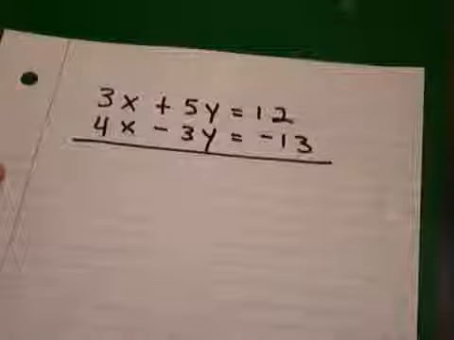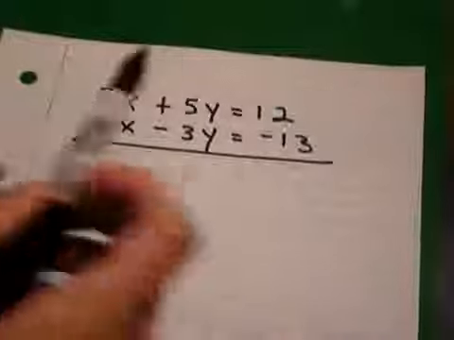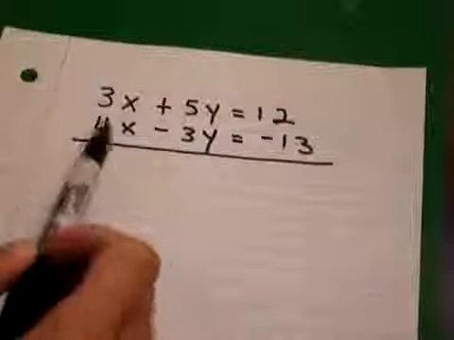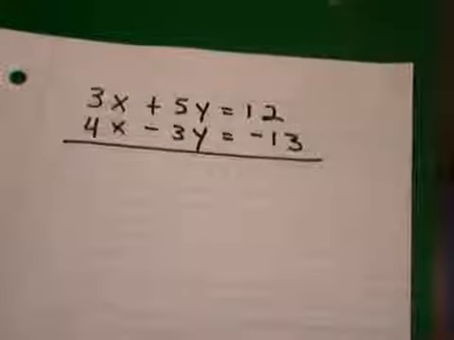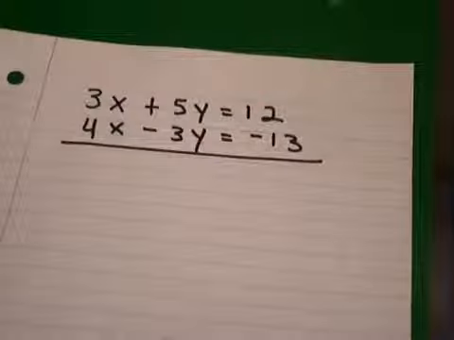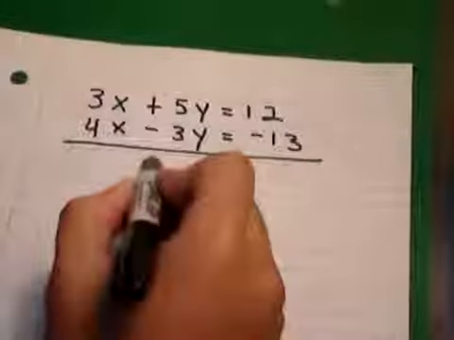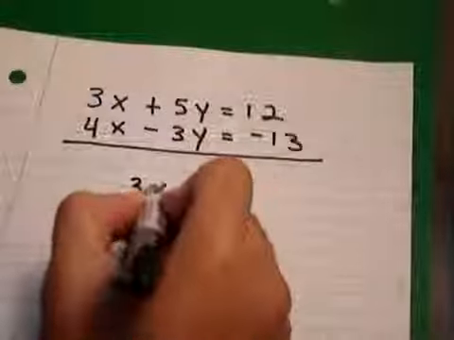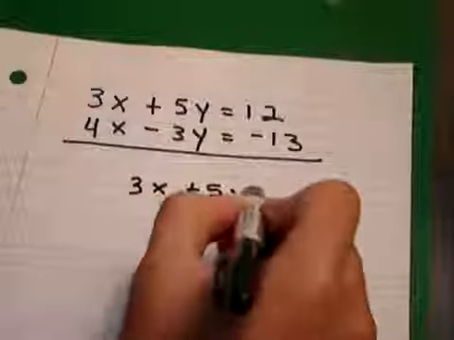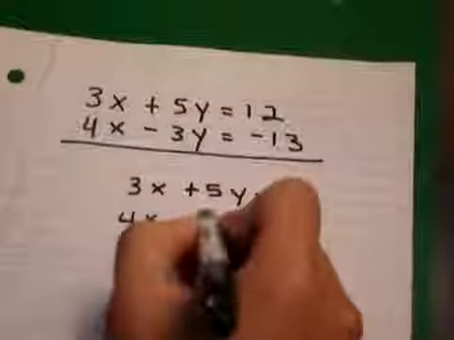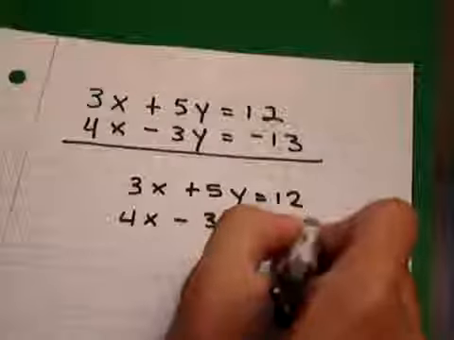Let's say you want to do the x's instead of the y's. In order to do that, you need to make them the same. So this is what we're going to do. We're going to rewrite everything. It's going to be 3x plus 5y is equal to 12, and 4x minus 3y is equal to -13.